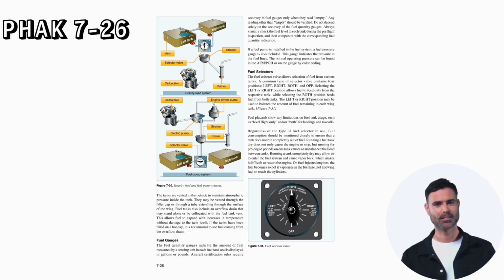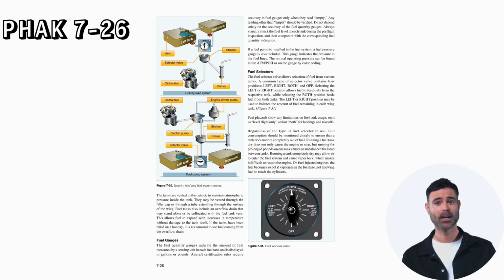This gauge indicates the pressure in the fuel lines. The normal operating pressure can be found in the AFM/POH or on the gauge by color coding. Fuel selectors. The fuel selector valve allows selection of fuel from various tanks. A common type of selector valve contains 4 positions: left, right, both, and off.